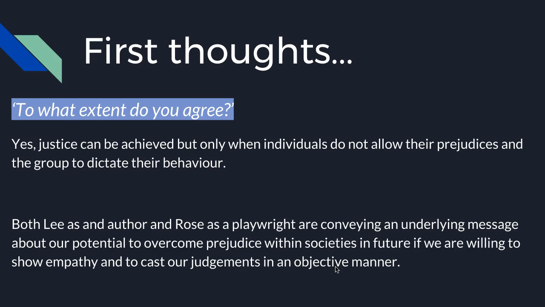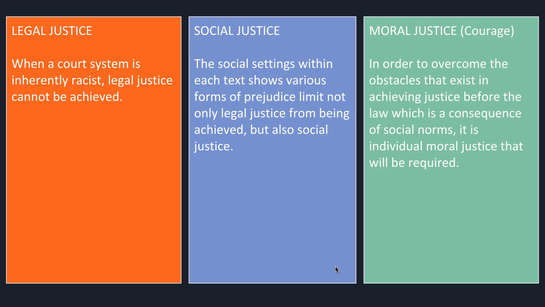But do we treat him justly because of that, or is he treating people justly as well? So this is how I've divided my essay up, or how I'd think about structuring some body paragraphs. The first one is legal justice. When a court system is inherently racist, legal justice cannot be achieved.